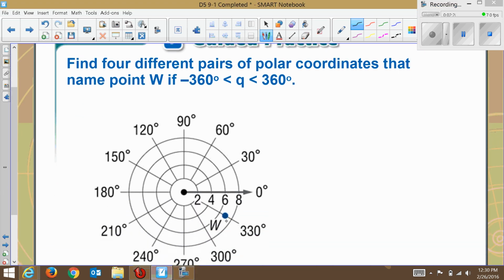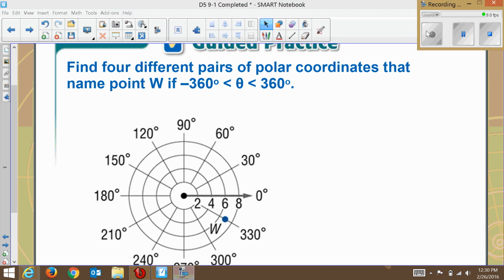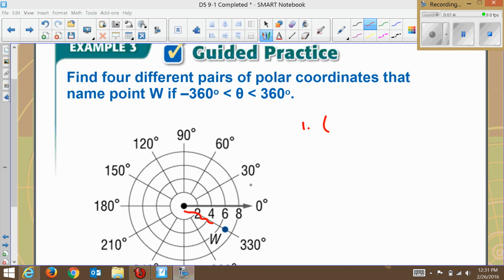Find the different ways to write W if theta is in between negative 360 and positive 360. I'll let you pause the video and try to come up with the 4 ways. But before you go too far, I do want to point out that this is 7 units long, because this time it's counting by 2s.